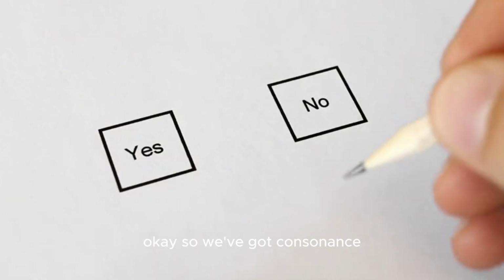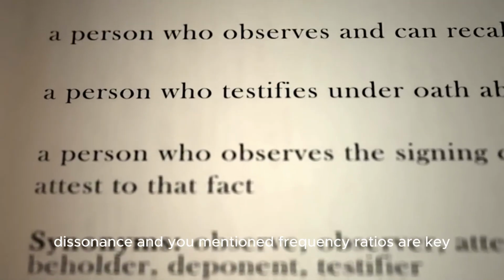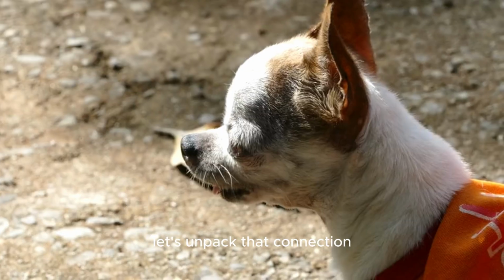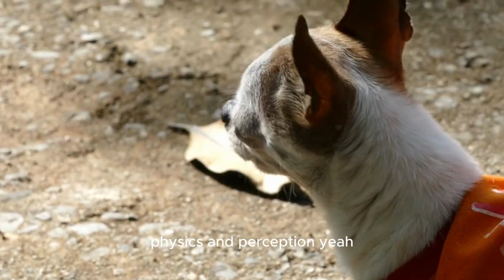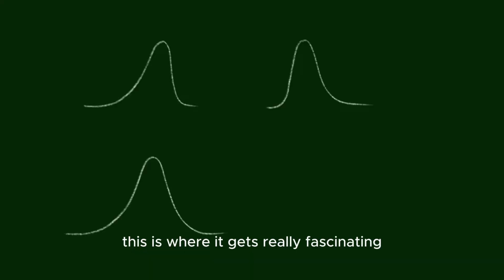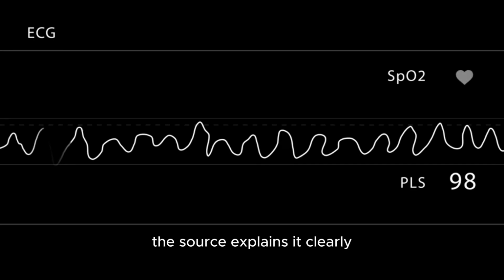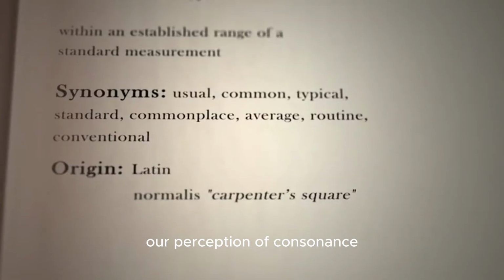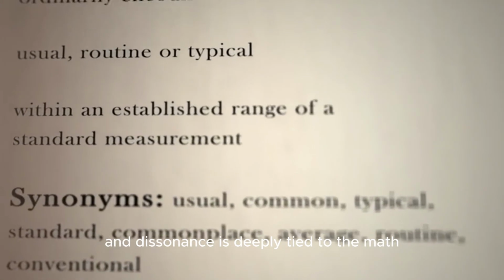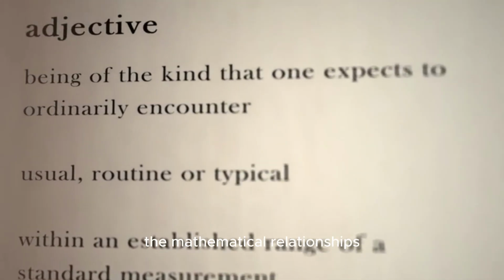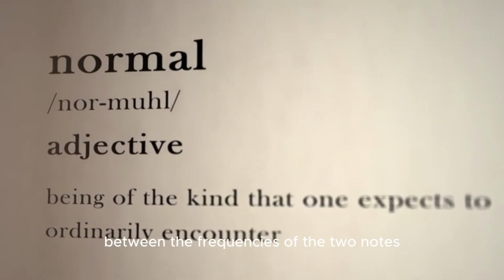Okay, so we've got consonance, dissonance, and you mentioned frequency ratios are key. Let's unpack that connection. Physics and perception. Yeah, this is where it gets really fascinating, how the physical world links up with our subjective experience. The source explains it clearly. Our perception of consonance and dissonance is deeply tied to the mathematical relationships between the frequencies of the two notes.